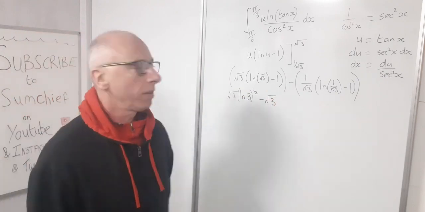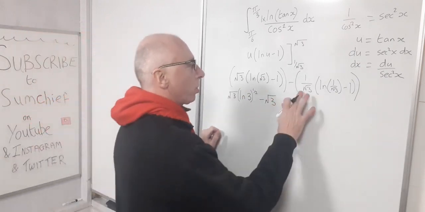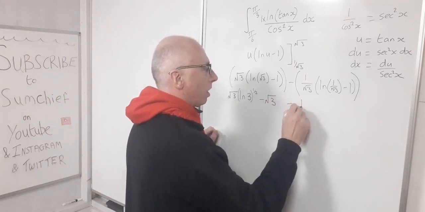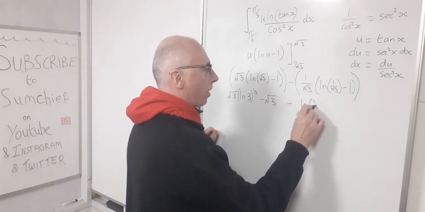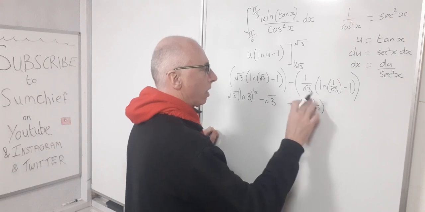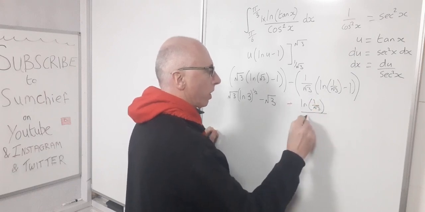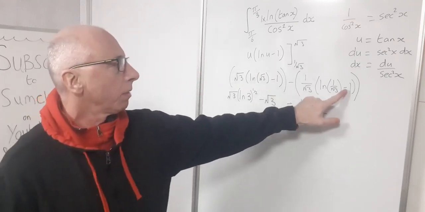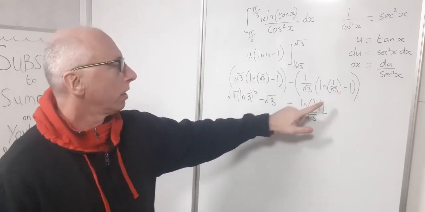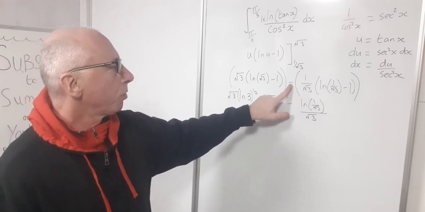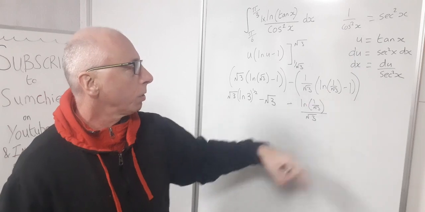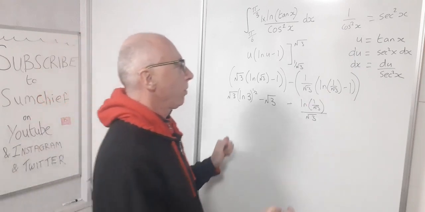Now let's take care of this. So now we're going to subtract this value here. So that's minus log of 1 over square root of 3, divided by square root of 3. So that's that one there. But then we've got this minus 1 here. So now we're going to be subtracting minus 1 over root 3 times minus 1, which becomes positive 1 over square root of 3.